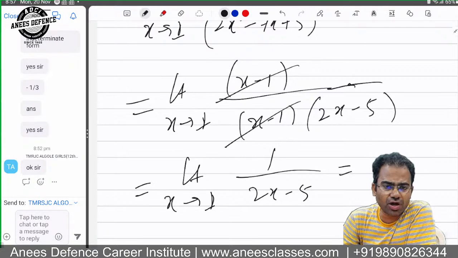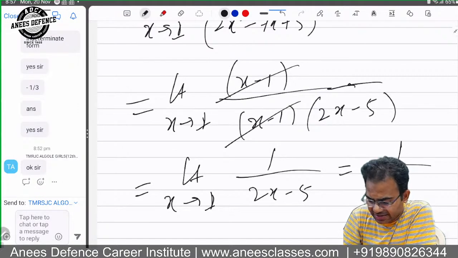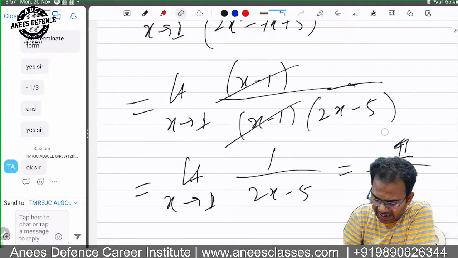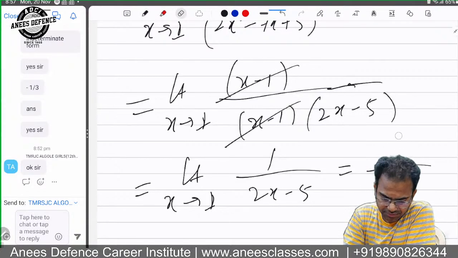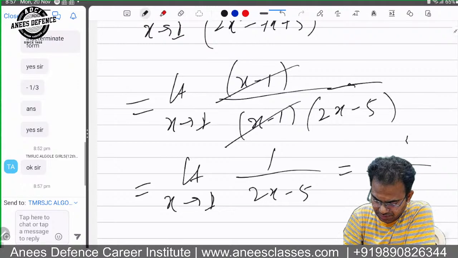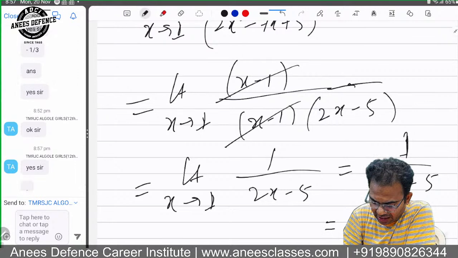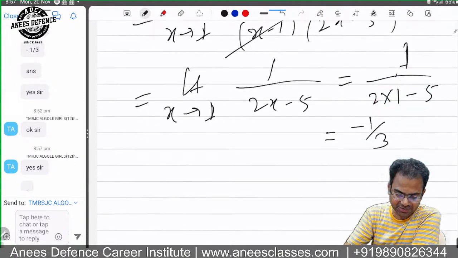Now both are equal, so I will put exactly 1 at the limit point. Okay. Directly. 2 into 1 minus 5. So after the calculation, we will get minus 1 by 3.